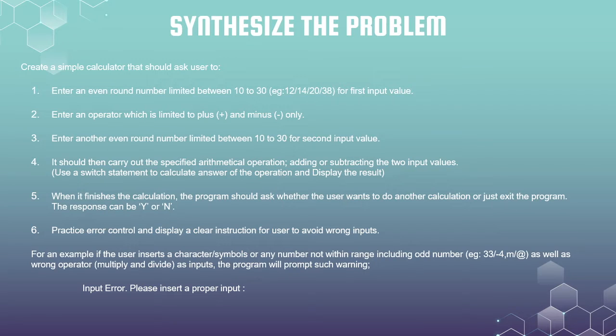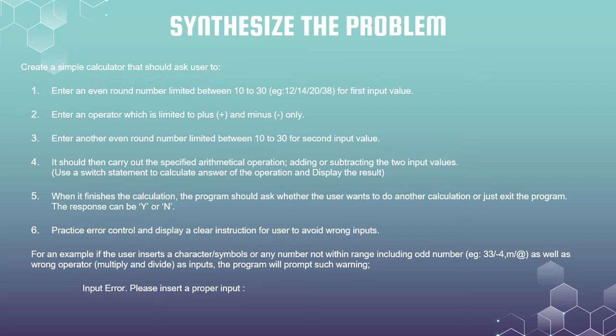Then it should prompt the user to enter an operator, which is limited to plus and minus only. Next is to allow the user to enter another even round number limited between 10 to 30 for the second input value. When the input values have been inserted, it should carry out the specified arithmetical operation, adding or subtracting the two input values using a switch statement, and display the result. When it finishes the calculation, the program should ask whether the user wants to do another calculation or just exit the program.